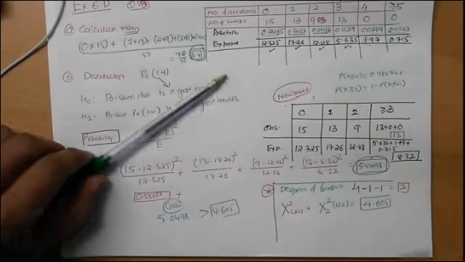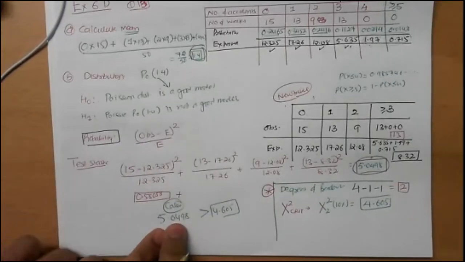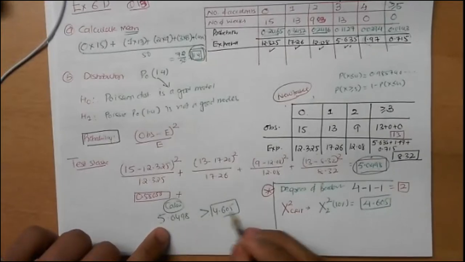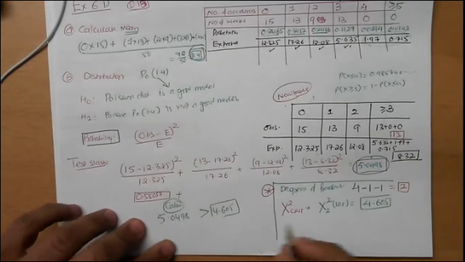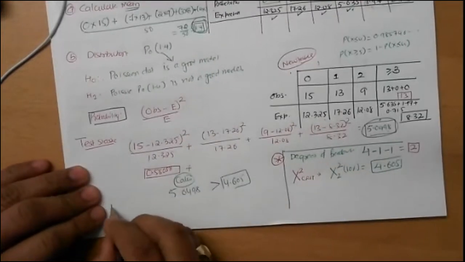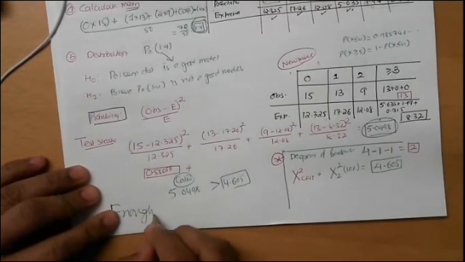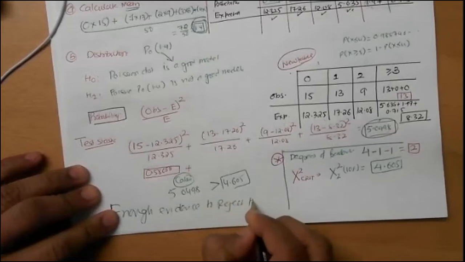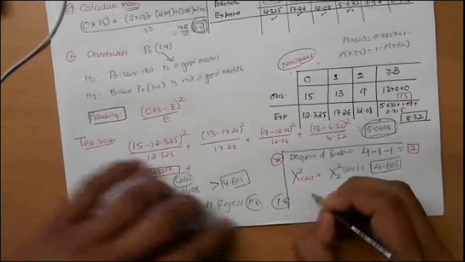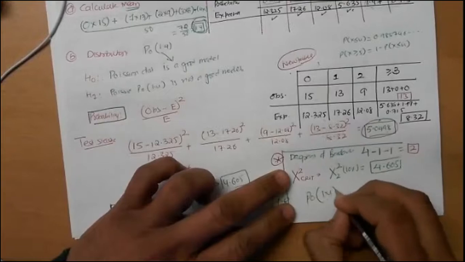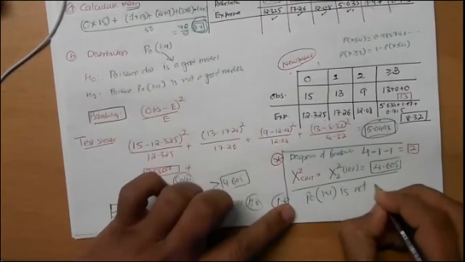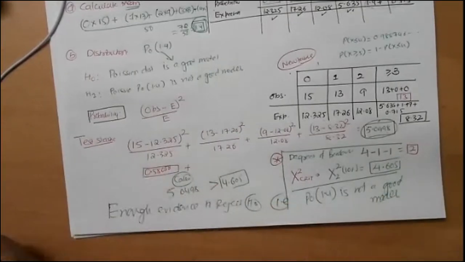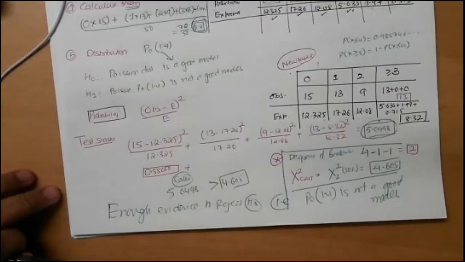Never mind if you don't remember this, guys. We did say to you, if your calculated value is less than the critical value, then we accept H naught, but here it's not. So guys, there's enough evidence to reject H naught, and that means the Poisson 1.4 is not a good model. Okay, so that's your first question of the first type.